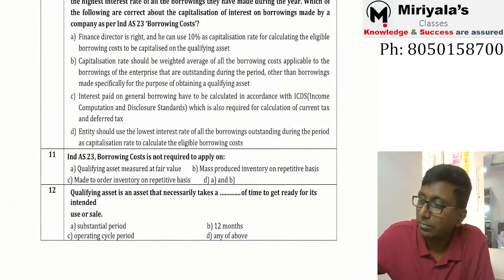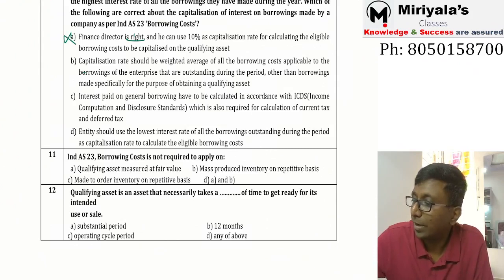Finance director is right. This is wrong. Correct? No, obviously wrong. Capitalization rate should be the weighted average of all the borrowings applicable to the borrowings of the enterprise that were outstanding during the period. This is a perfectly correct sentence.